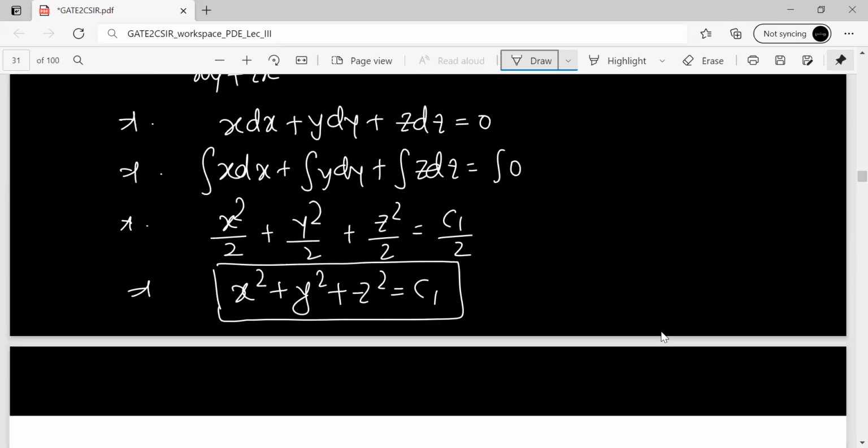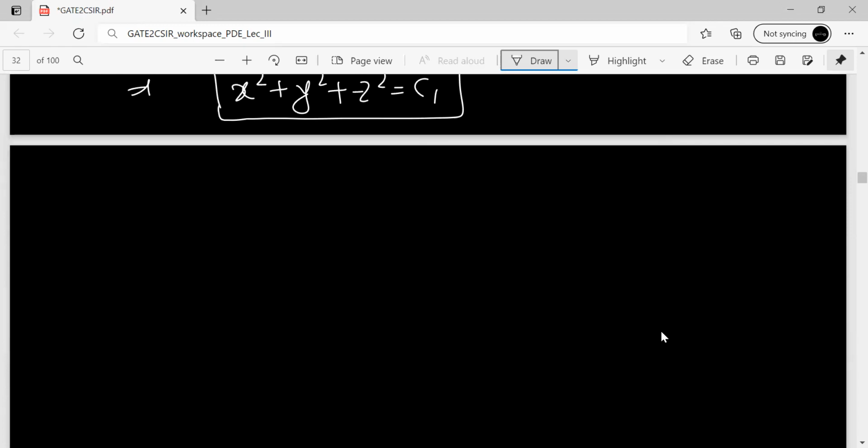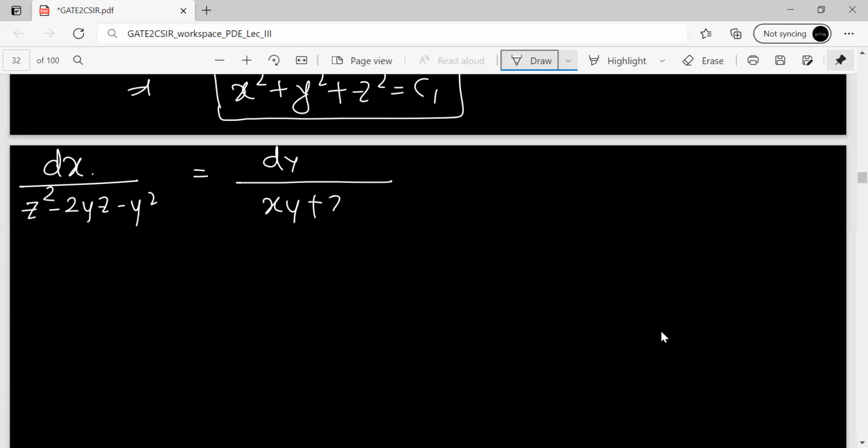Now my tension grows because I have to work on the second part again. Still something is pending. So dx over the big expression, that is z square minus 2yz minus y square, equals dy upon xy plus zx, and then I have dz over xy minus zx. Let's see if we can manage.